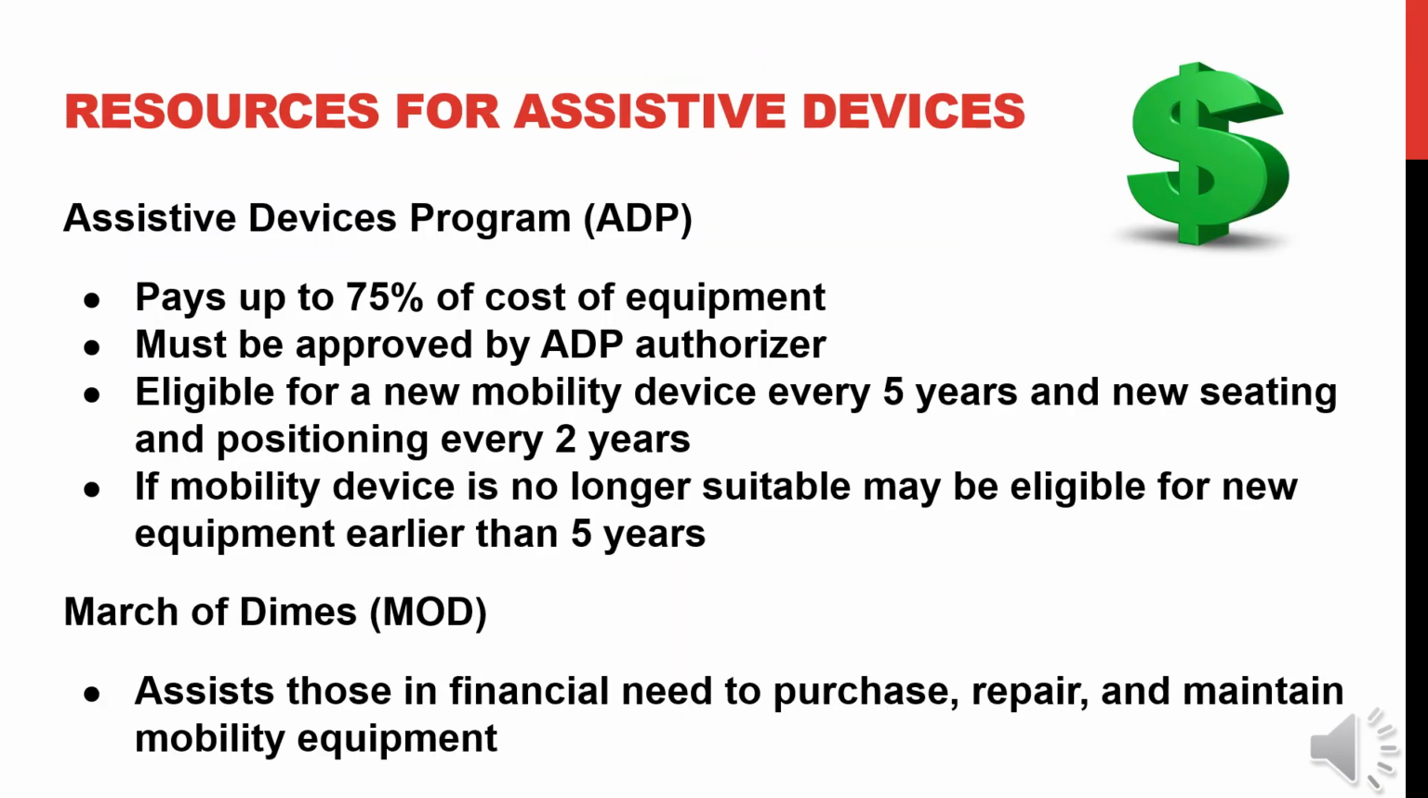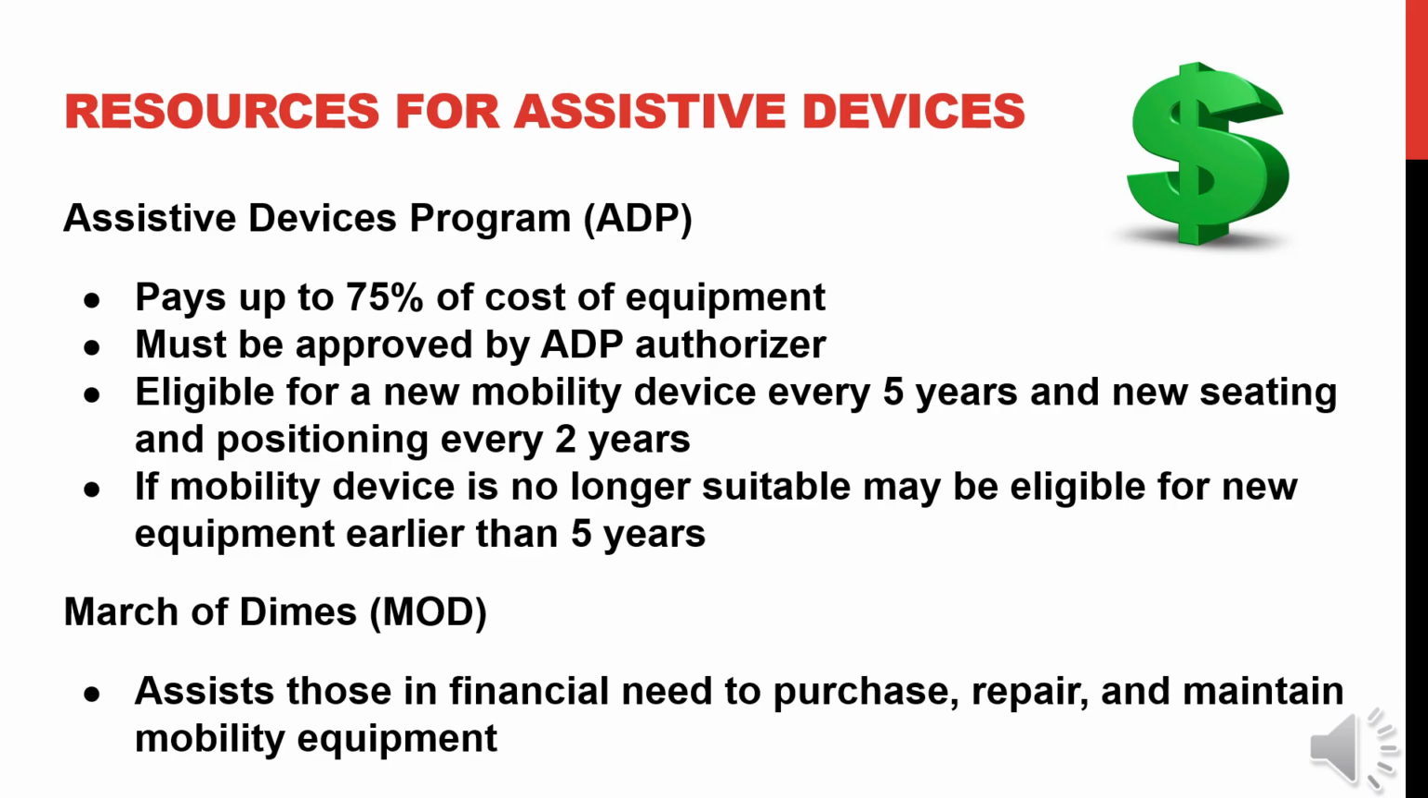There are available financial resources for assistive devices, with the primary source being the Assistive Devices Program, or ADP. ADP is a government-funded subsidy which will cover up to 75% of the cost of various assistive devices. These devices must be prescribed and approved by an ADP authorizer who is often an occupational therapist or physiotherapist.